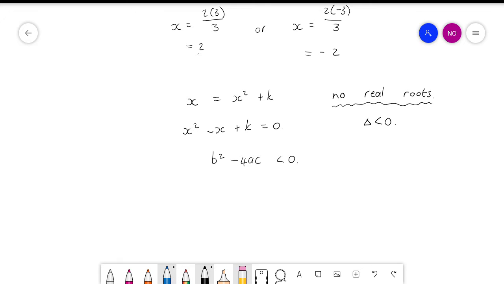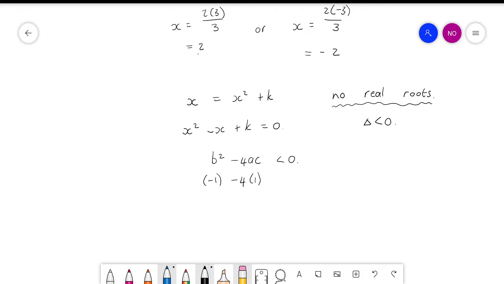That's what I'm looking for. Now, what is the value of b in that equation? Yes? Minus 1. Good. What's the value of a? 1. What's the value of c?